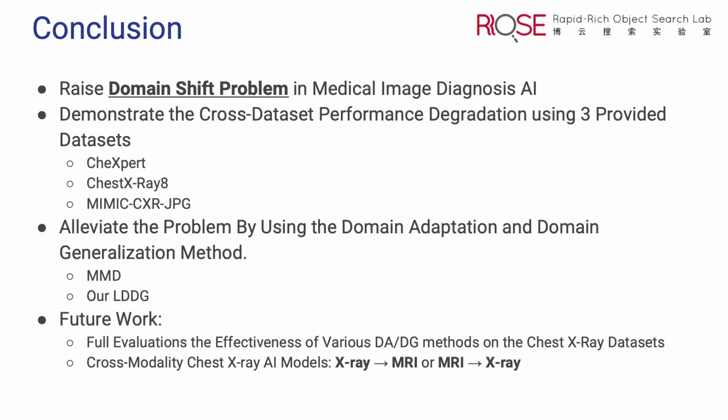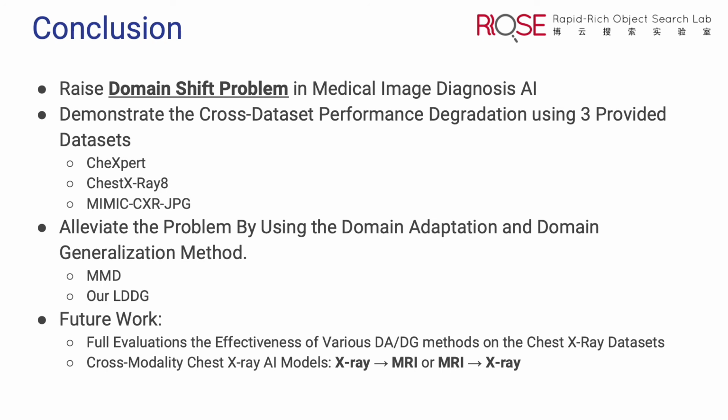To summarize this presentation, we first raised one problem in medical image diagnosis AI: domain shift tends to result in poor generalization performance. Our experiments demonstrate the cross-dataset performance degradation by using 3 provided datasets, CheXpert, Chest X-ray 8 and MIMIC-CXR-JPG. We managed to alleviate the problem by using the domain adaptation method, MMD, and the domain generalization method, LDDG. Owing to time constraints, we could not complete all the experiments we planned initially.